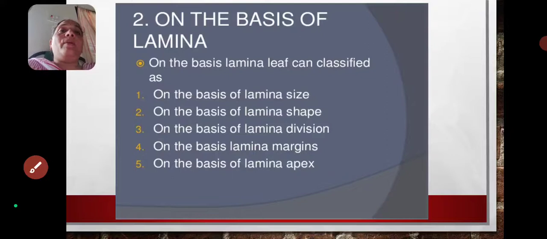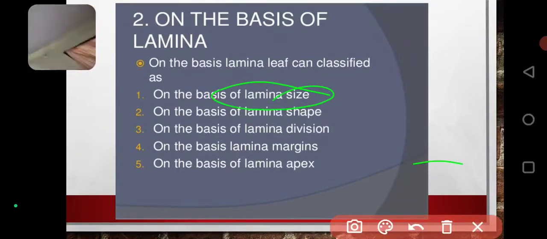Next, on the basis of leaf lamina, leaf can be classified as on the basis of lamina size, on the basis of lamina shape, on the basis of lamina division, on the basis of lamina margins, and the last one is on the basis of lamina apex. So one by one we have to discuss these five. First of all, we have to discuss the basis of lamina size.